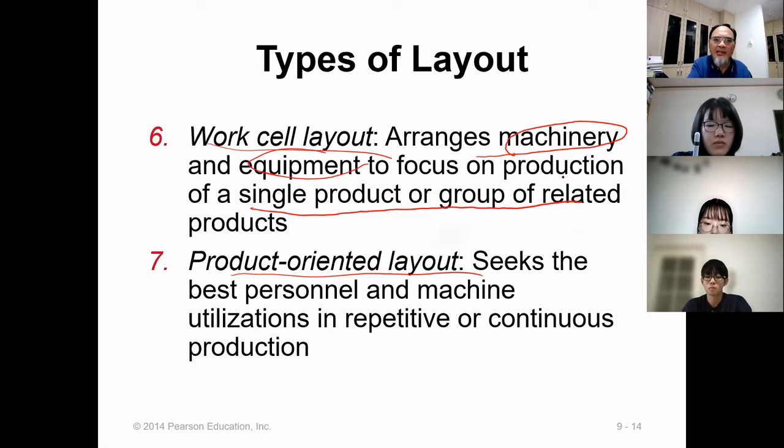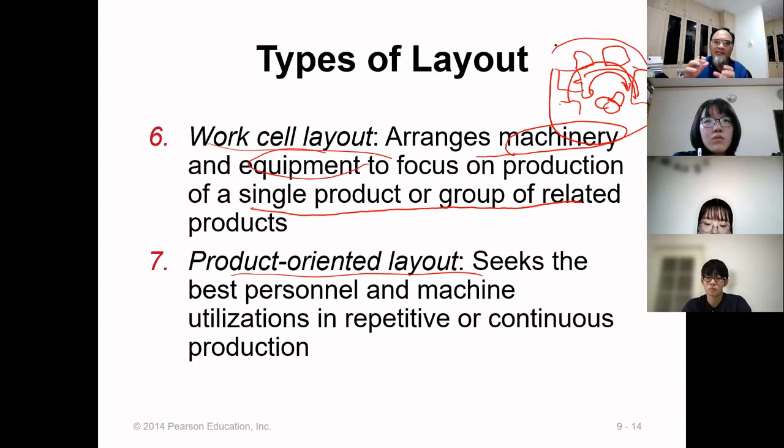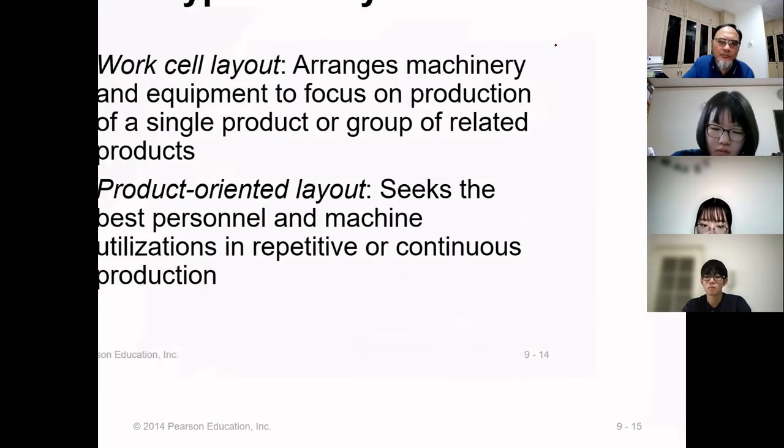So it's a cell. Okay, when you say cell, it's like this. You have machines here, and a worker working around this. So he starts from this first and then moves on. So this is a cell. It's a cell layout. You arrange the equipment and the parts, because it's not only the machine, but also the parts that you need to do the work on. Okay, work cell layout.